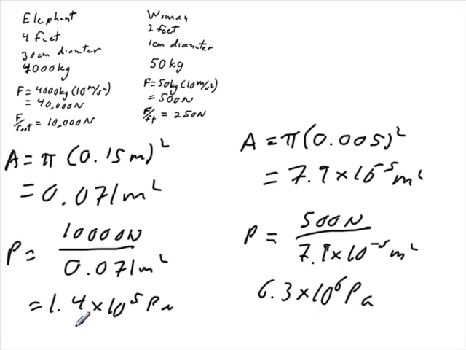foot. It's not that she weighs a lot, it's that she's putting all of her weight over such a very small area. Even if we consider that maybe she has half of her weight on the balls of her foot instead of on the heel, we're still going to have much more pressure on the heel of the spike heel than we will underneath an elephant's foot.